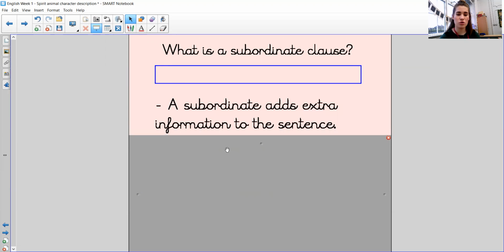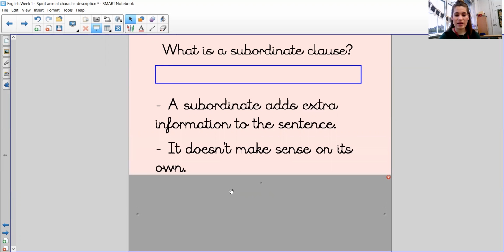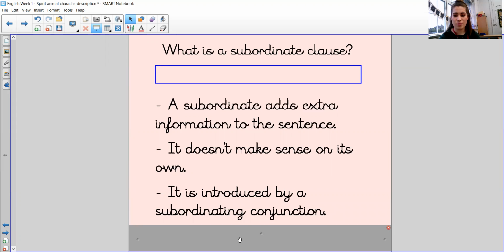So a subordinate clause is a clause that adds extra information to a sentence. It doesn't make sense on its own. So if we were just to take that blue clause out of a sentence, it wouldn't make sense on its own. And it's introduced by a subordinating conjunction. Now we're going to move on to subordinating conjunctions now, but a subordinating conjunction is a word that comes at the beginning of a subordinate clause. So you can always check that you've done your subordinate clause correctly by checking that you have a subordinating conjunction at the beginning of that clause.